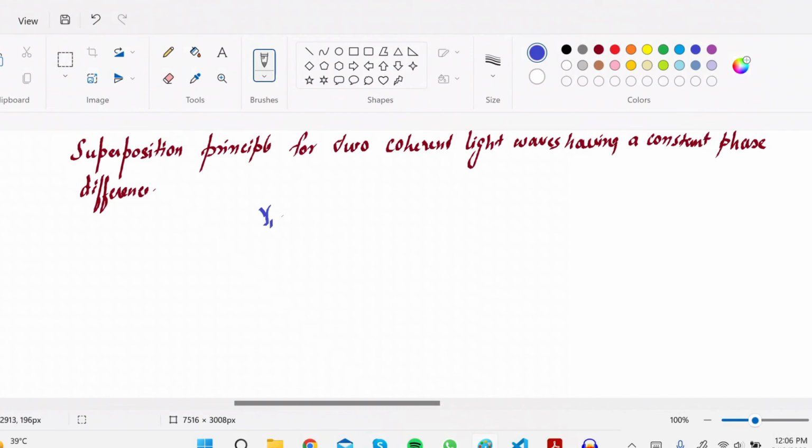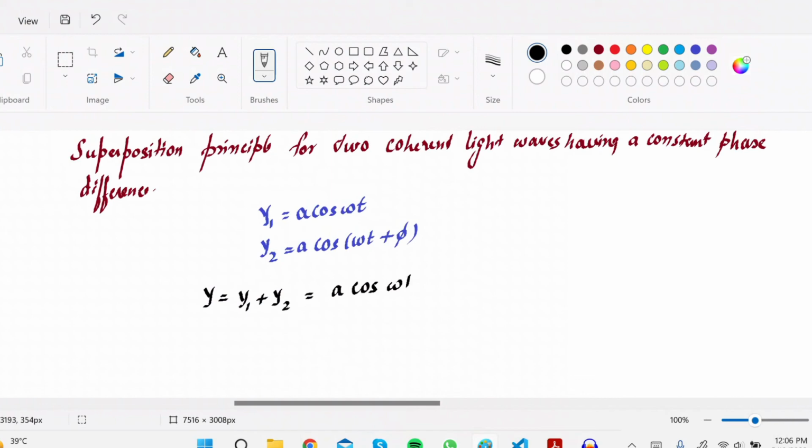So let's see here. If we are taking the first wave, y1 is equal to a cos omega t, and the second wave I am taking y2 as a cos (omega t plus phi). What is phi? The phase difference between the first and the second. Now if you are adding such 2 waves which have a constant phase difference, then what happens? The superposition principle says y equals y1 plus y2. That will be equal to a cos omega t plus a cos (omega t plus phi).